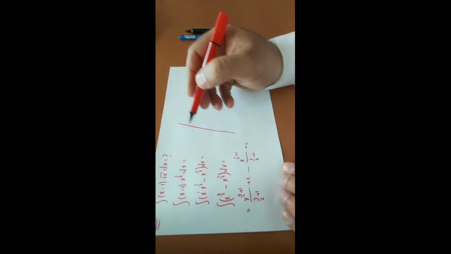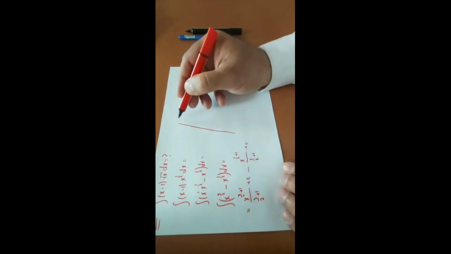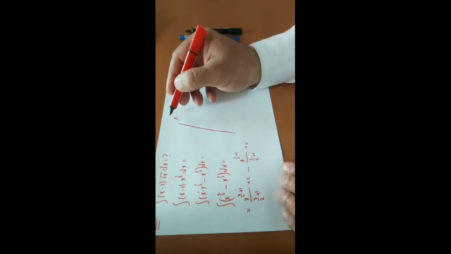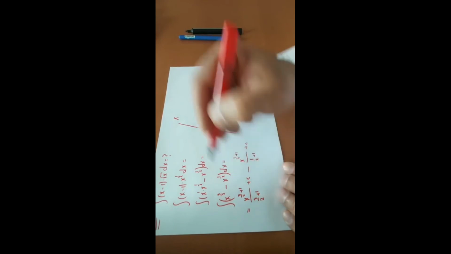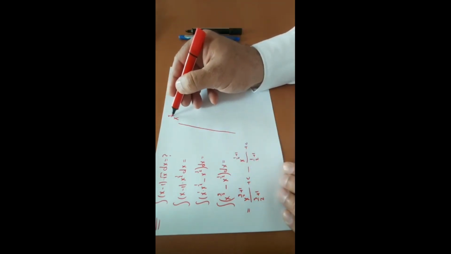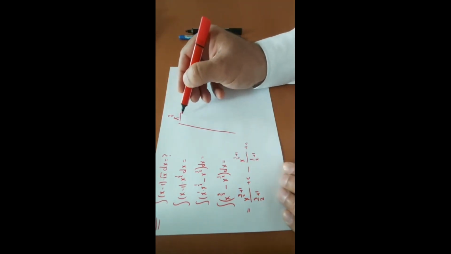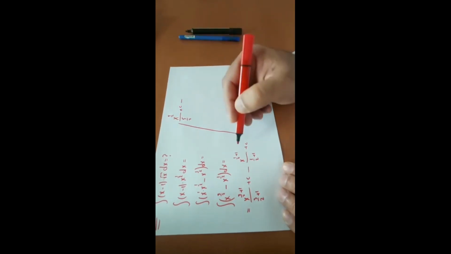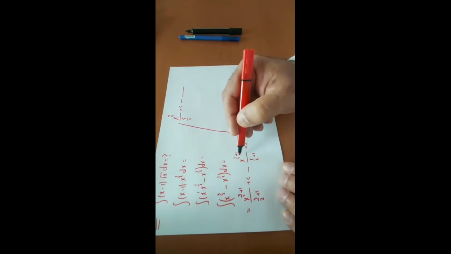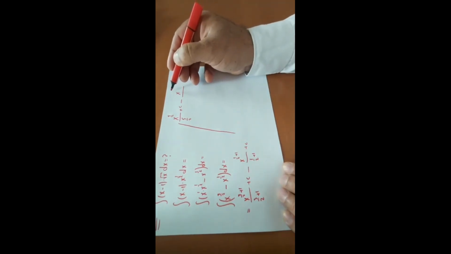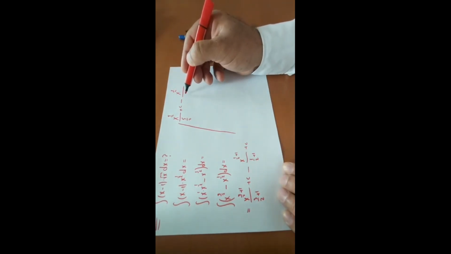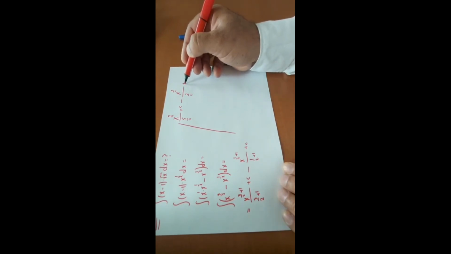Now we add the power. x to the power of 3 over 2 plus 1 is 5 over 2, divided by 5 over 2, plus c, minus this term, x to the power of 1 over 2 plus 1, which is x to the power of 3 over 2, divided by 3 over 2, plus c.